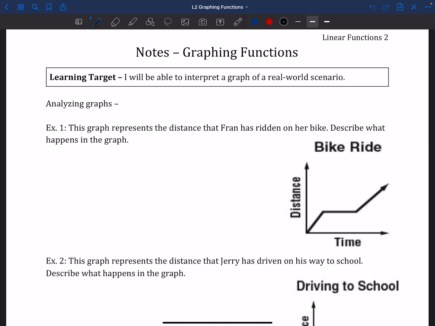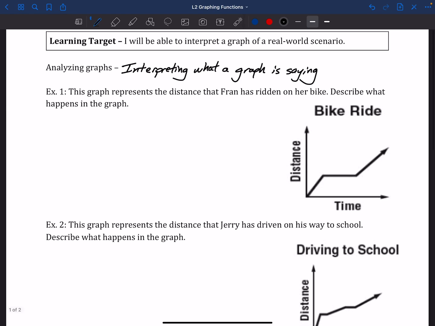Analyzing is something you do a lot in English class. You probably do it every now and then in social studies. You do it a lot in science, and we're going to do it in math too. So when we're talking about analyzing graphs, we can just say that we are interpreting what a graph is saying. So we're saying, here's a graph, here's the situation. Let's try and figure out what is actually happening based on what it looks like.